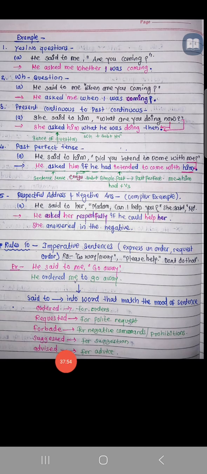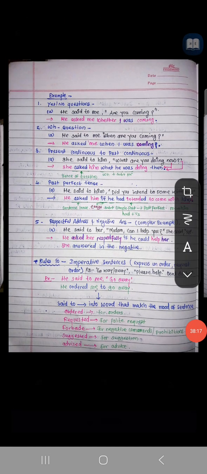Listen. Whenever you use the words ordered, suggested, advised, forbade, requested, that word must be in the third form, the verb's third form. Do you understand? That means the verb's third form is required there. Okay, next.